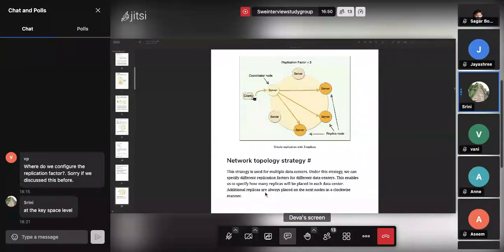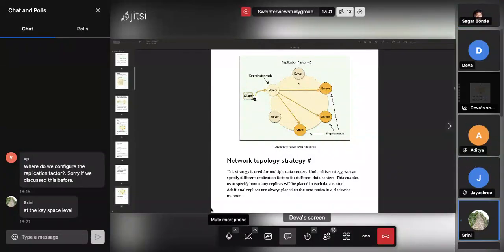But here, are they gossiping about the health or their map, right? No, I guess it's more about the data, the key space. I think the key space is something that they gossip about. Yeah, the map, right?